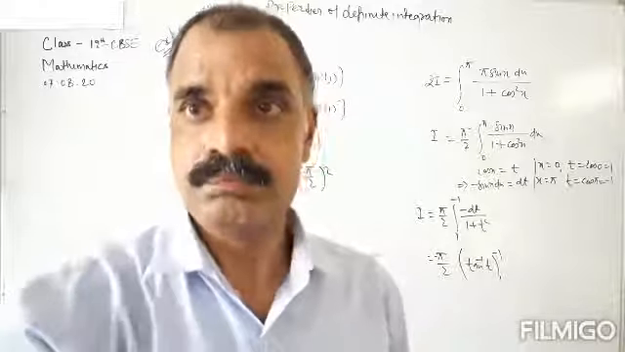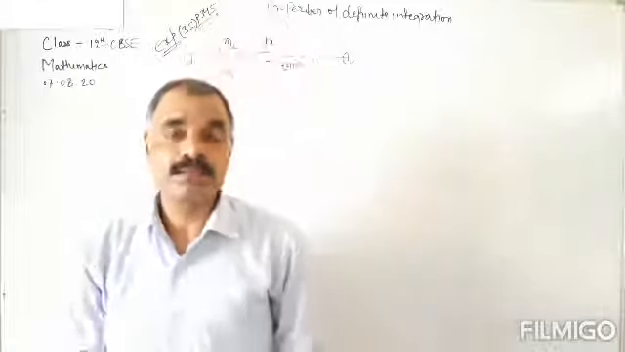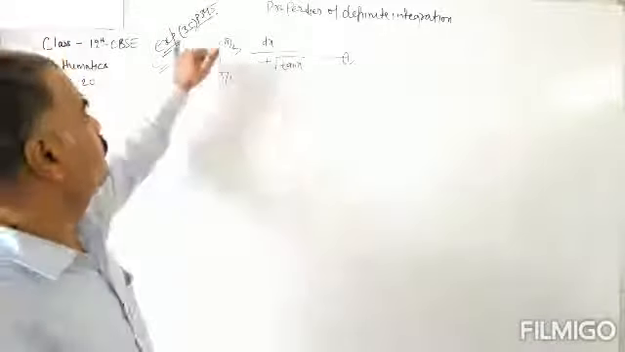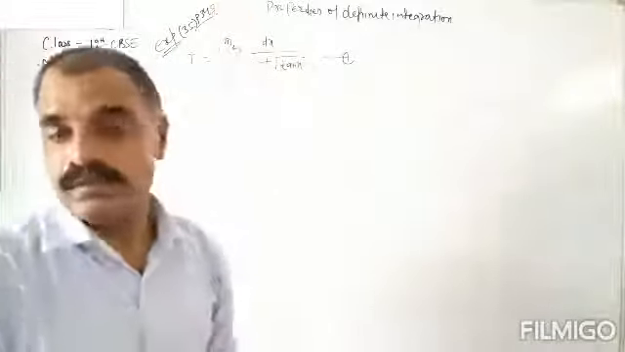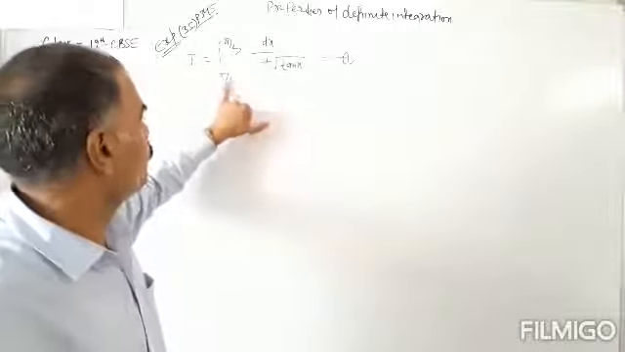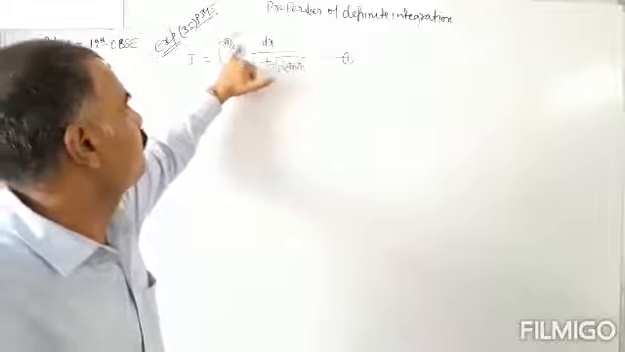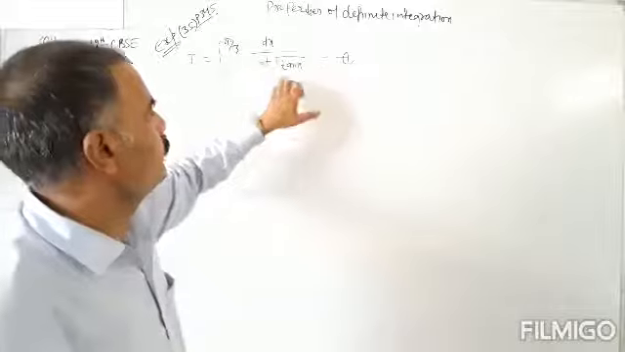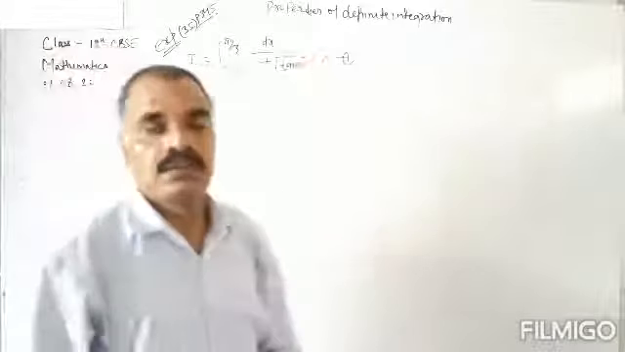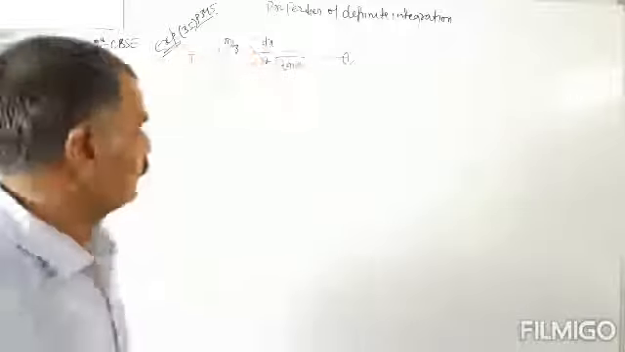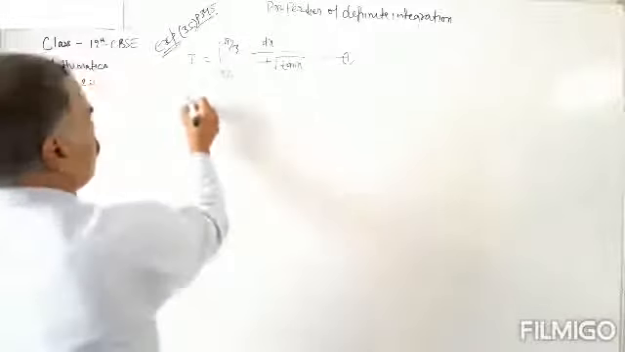Okay, so the next example is example number 35, page number 345. Integration I equals the integral from pi by 6 to pi by 3 of dx upon 1 plus under root tan x. Okay, so we have to integrate this function.